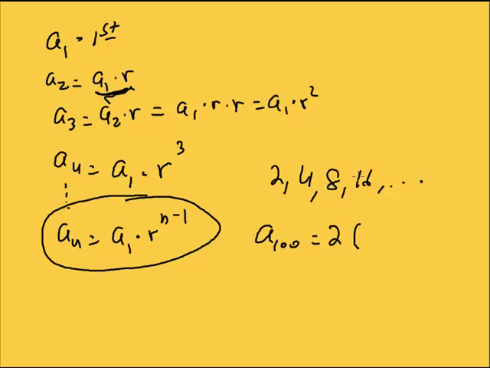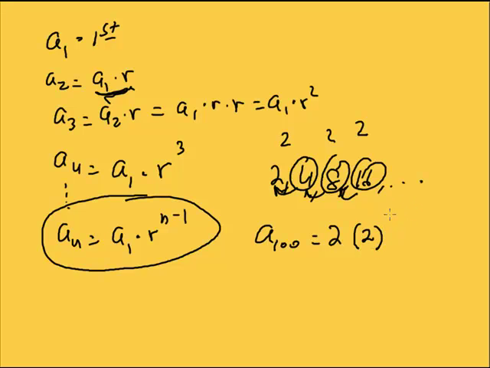How do I find the ratio if I didn't know that? Take any number, divide by the previous number. So 4 divided by 2 is 2. 8 divided by 4 is 2. 16 divided by 8 is 2. So you can always find the ratio. So my ratio is 2.